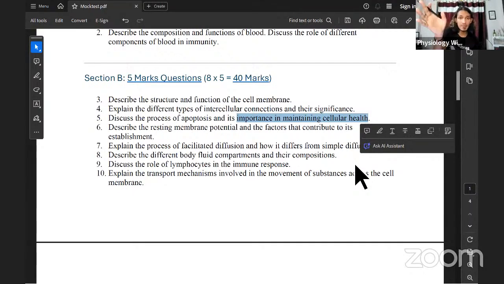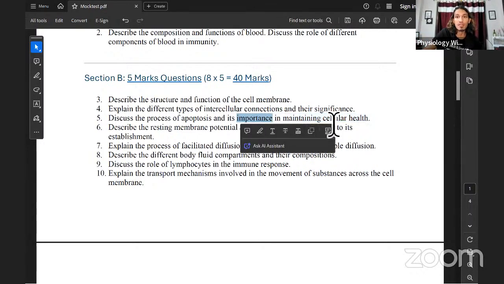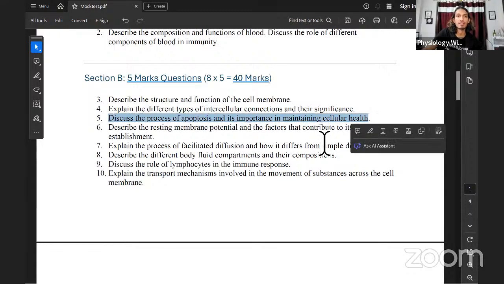Okay, so that is why these are all also answers for this question: importance of maintaining cellular health. If these structures remain, they are going to be causing harm in the body in the future. So that is why it's important for this to happen. Like that, if you mention all of these points, you're going to get 5 marks for this question.